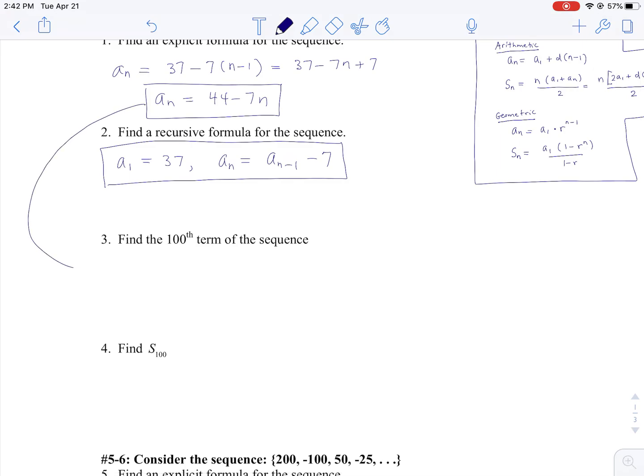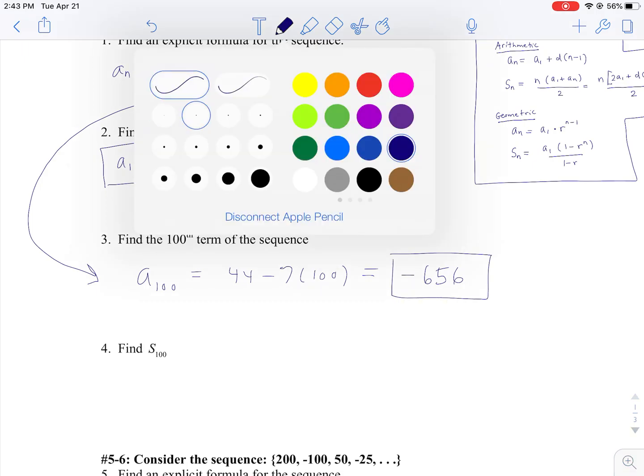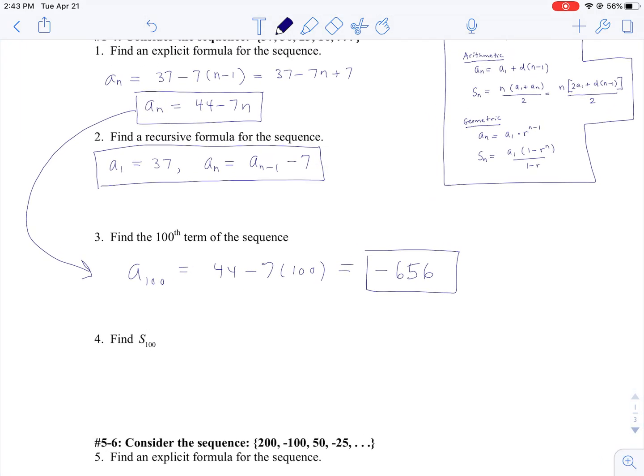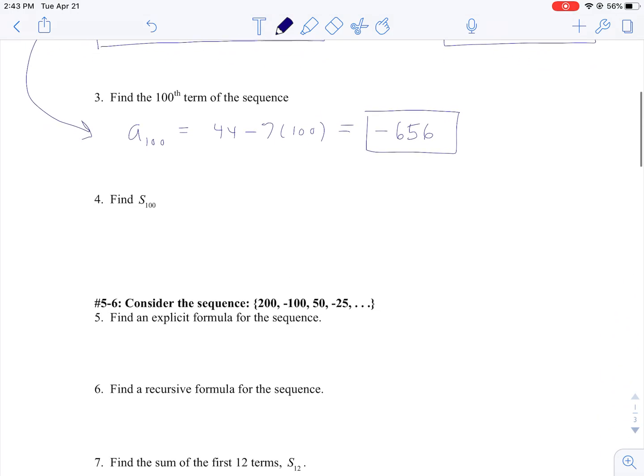Okay, if I wanted to get the 100th term, take the formula for the nth term, except now we'll plug in n equals 100. So it'll be 44 minus 7 times 100. So that gives you -656. Certainly much easier to use the formula than it is to write out all 100 terms.